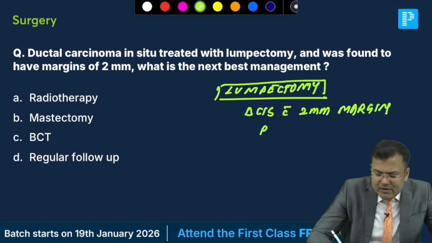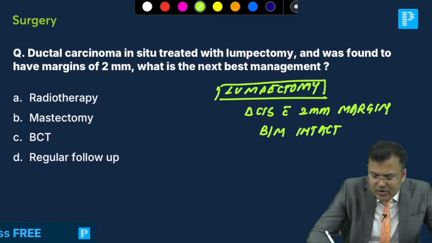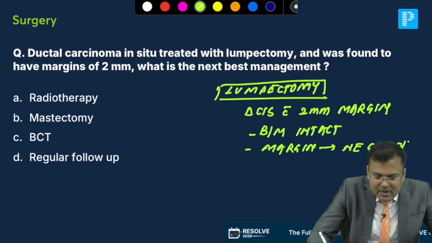Okay. Basement membrane was intact. Margin was negative. So, basement membrane was intact, margin was negative.